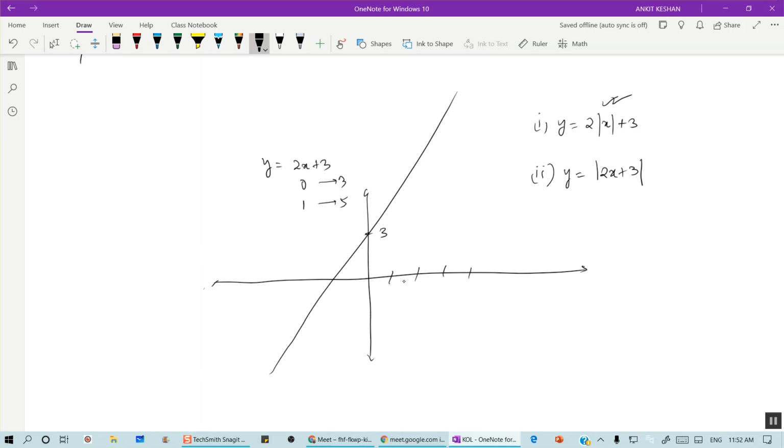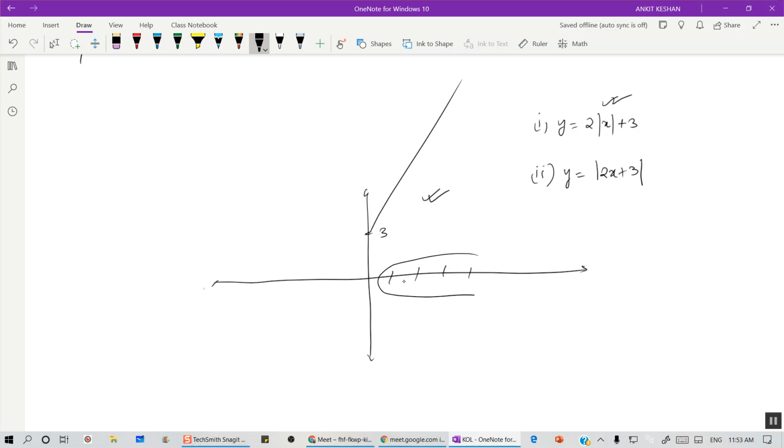Okay, so you can write it as a point. This side of the function will be unaltered because these values of x are already positive, so applying mod will not make any change. But on this side, the values were negative, applying mod made them positive and they will behave like this. So this will be the graph of y equal to 2 mod x plus 3.